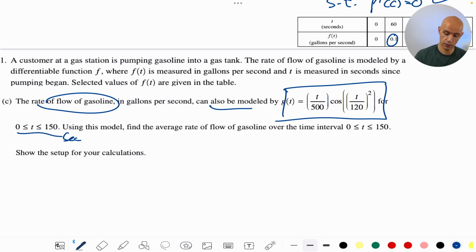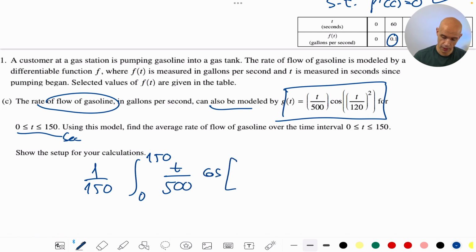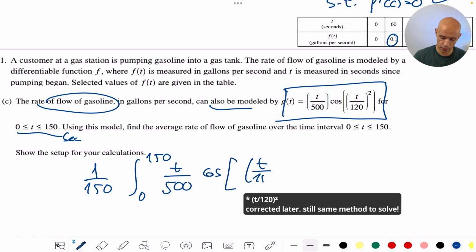So the average of a function is 1 over the time interval, 150 seconds, the integral between 0 and 150 of all this function. So always write the setup, because otherwise, you will get some points down, and we don't like that. Okay, woohoo! So how do we do that?